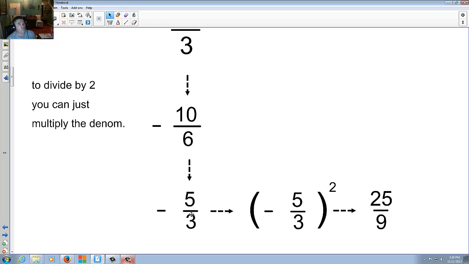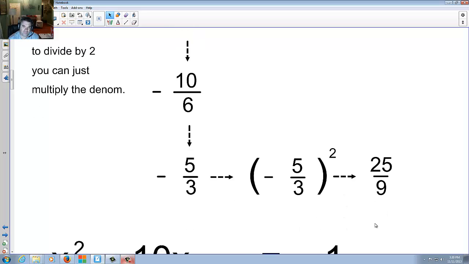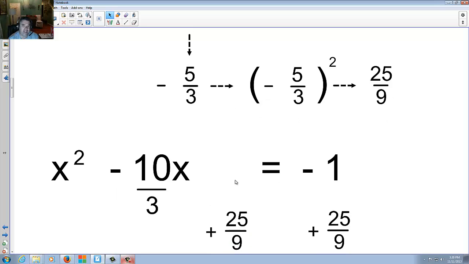I still have to square it though. Take negative 5 thirds times negative 5 thirds. Negative 5 times negative 5 is 25. 3 times 3 is 9. Therefore, it's going to be positive 25 over 9. Which means that fits in here. And positive 25 over 9 over here, positive 25 over 9 over here.